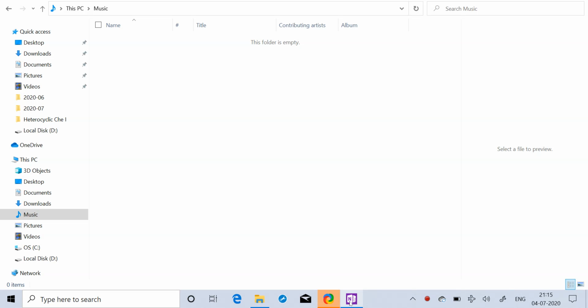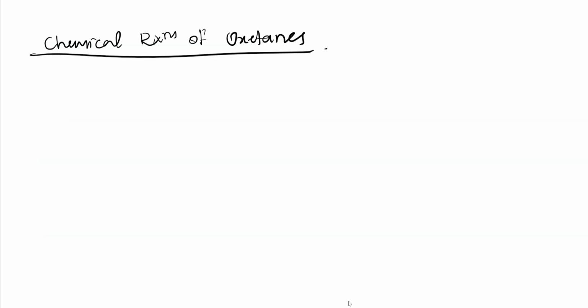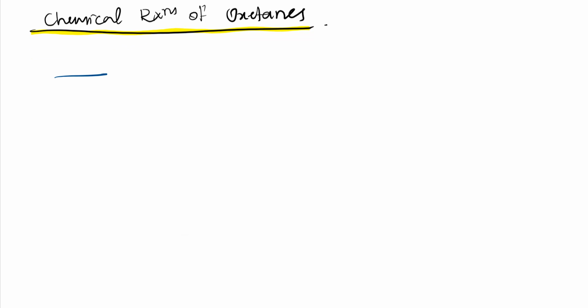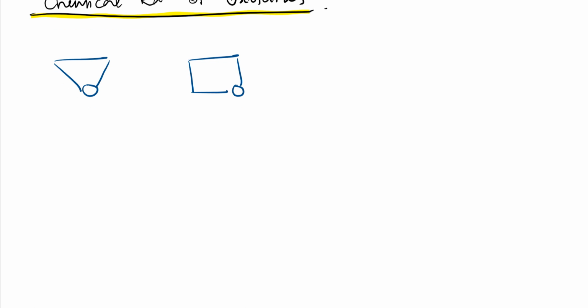In this video we are going to discuss the chemical reactions of oxetanes. So what are the different chemical reactions of these oxetanes? Before going further, let us compare oxiranes and oxetanes. Oxirane means a three-membered heterocyclic compound containing oxygen, and oxetane means a four-membered heterocyclic compound containing oxygen. So this is oxirane and this is oxetane.